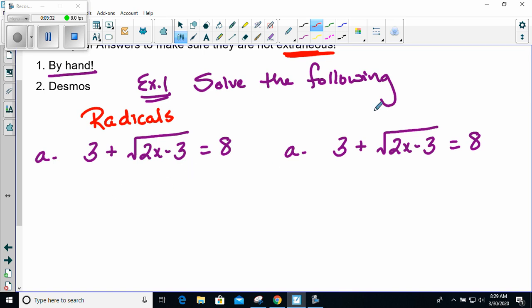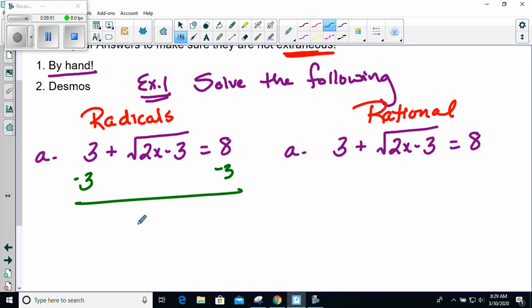Alright, so let's solve this with radicals, and then we'll do it with rational exponents. Same general procedure, but there is a time and a place. Sometimes it's better to use rationals, sometimes it's better to use radicals. In this particular problem, I think radicals is sufficient, but I want to show you both ways for future reference. So I'd subtract 3 from both sides. And if you're over there thinking, I'm going to do this in Desmos, you probably already got the answer.